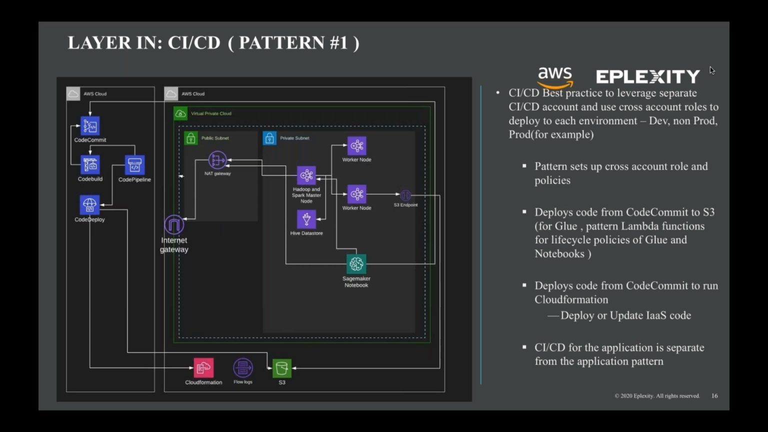It means deploying specialized Lambda functions that are needed for lifecycle policies. It means deploying everything and anything that's needed for that pattern. Again, we are not talking about the highest level of code here, the application code.